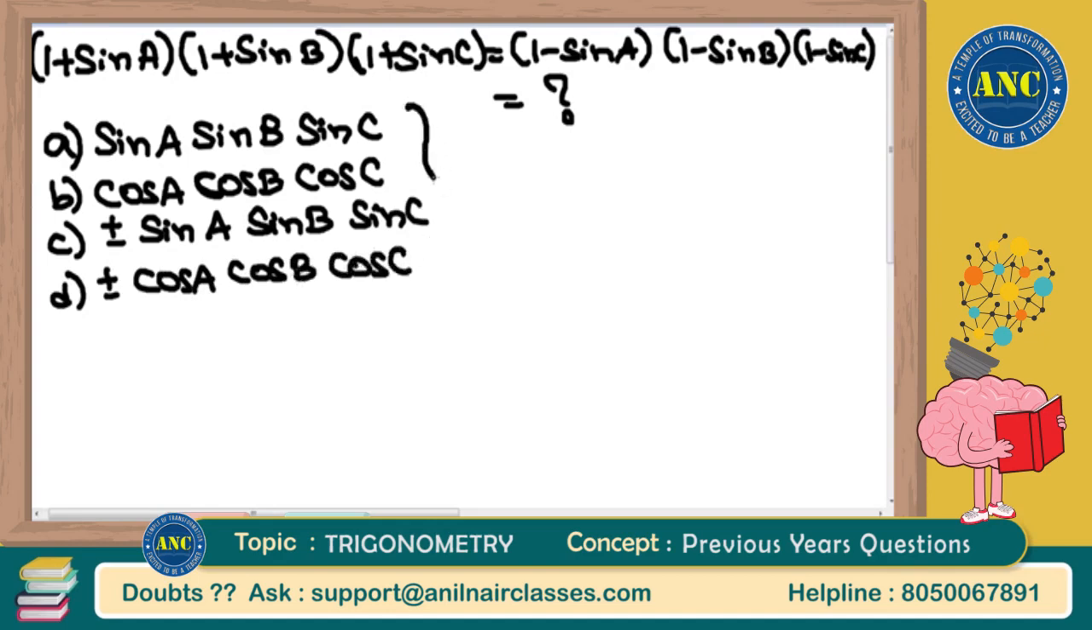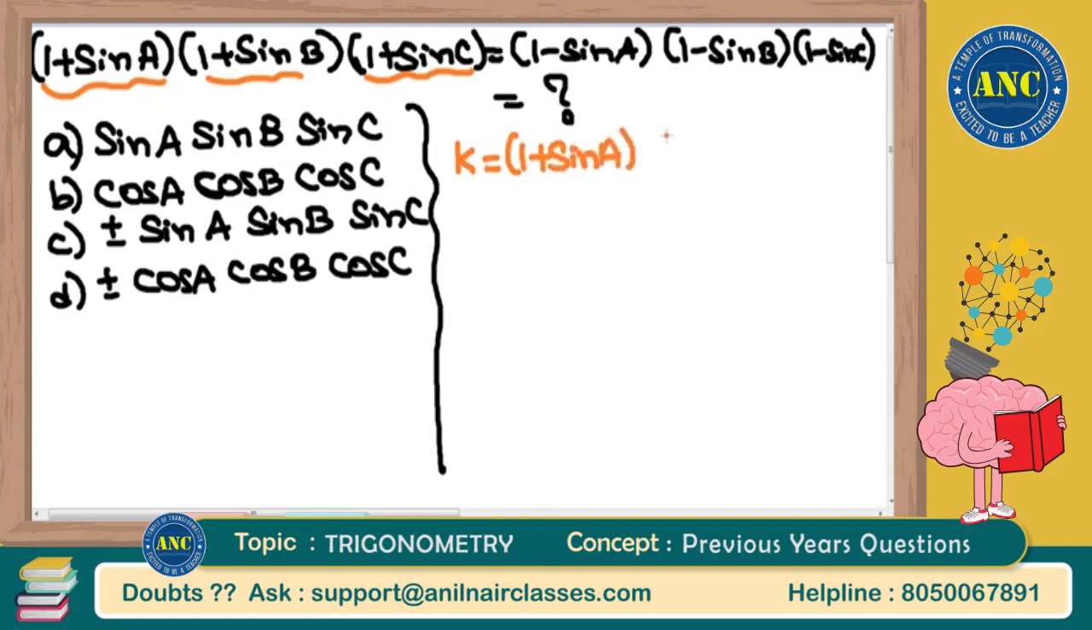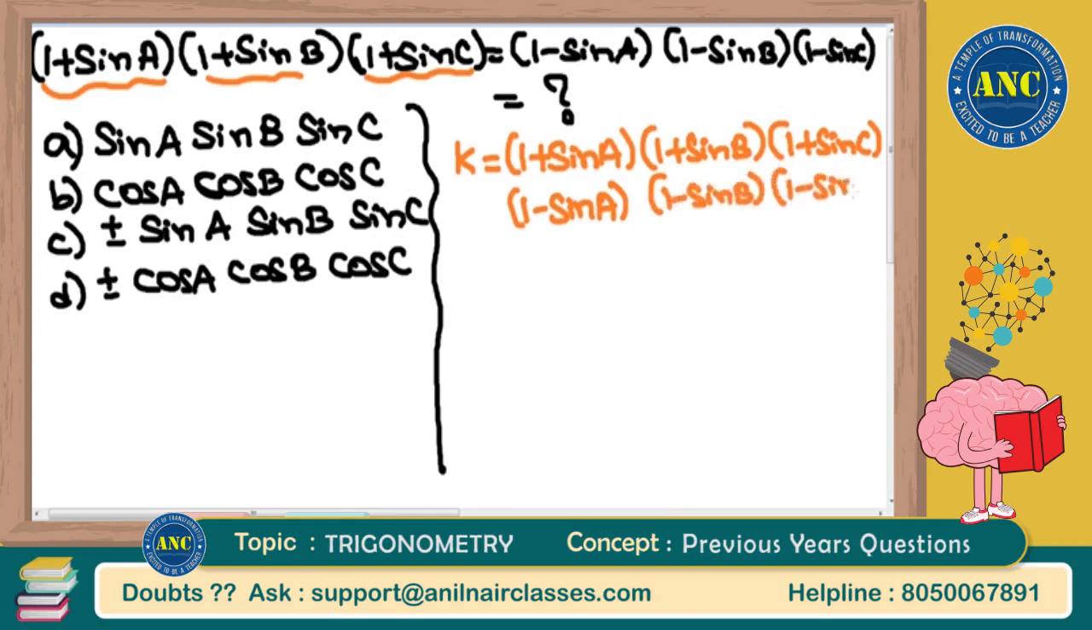Now see here, sir. Can I say that if I multiply (1 plus sin A)(1 plus sin B)(1 plus sin C), I will end up with a constant? I will call it some constant k. We used the same logic in some of the problems in our morning class. On the right hand side, the other expression is (1 minus sin A)(1 minus sin B)(1 minus sin C). They have given that these both are equal, so this is also equal to the same constant k.